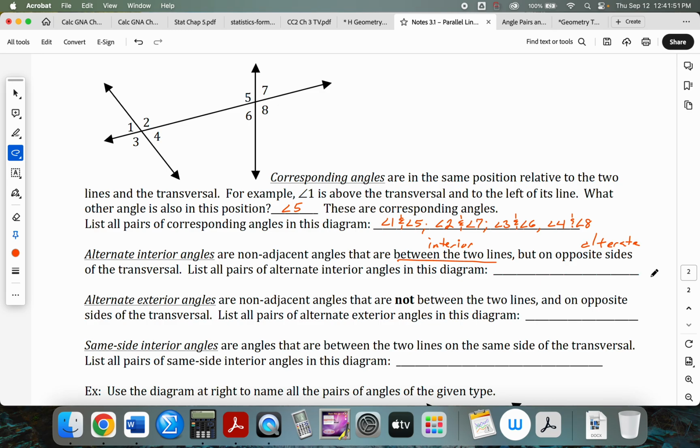No, 2 and 5 are on the same side of the transversal. They're both above that line that joins them. 3 and 6. 3 and 5. 3 and 8. Wait, they need to be between these two lines. That makes them 2 and 6. There we go. Okay, so it's crossing the transversal, and they're on alternate sides of the transversal. One's on one side, one's on the other side. That makes sense. And then what? 4 and 5. 4 and 5, yes.